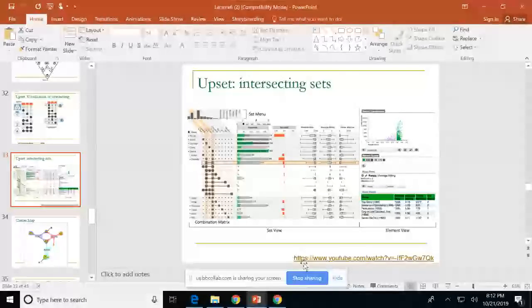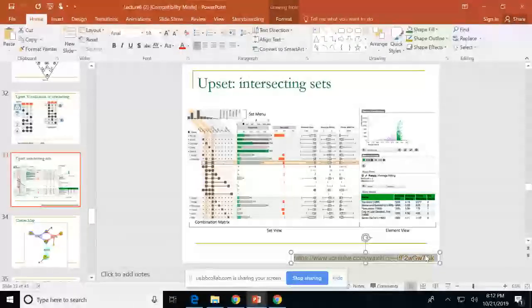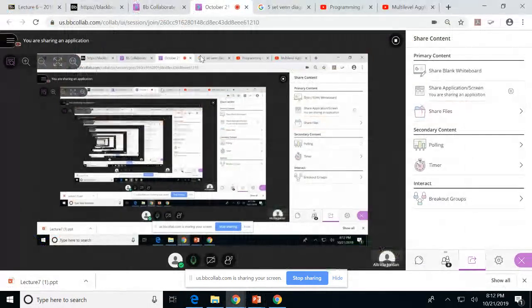Like I said, to me, this is the most complete one in the sense that you can look at many sets and combinations. You can go past 4 or 5 or 6.